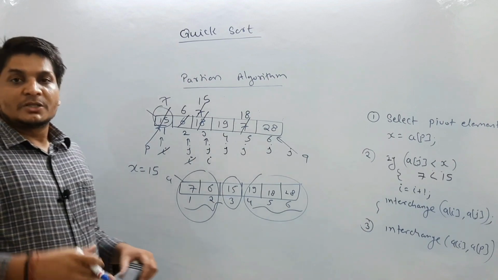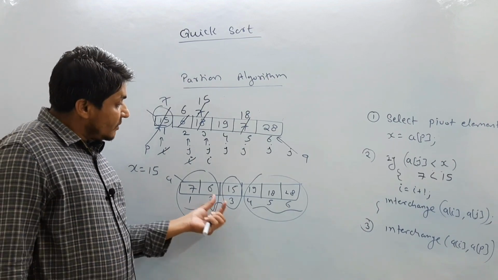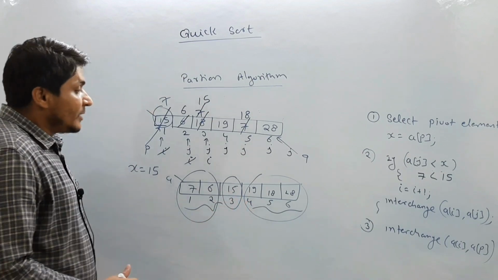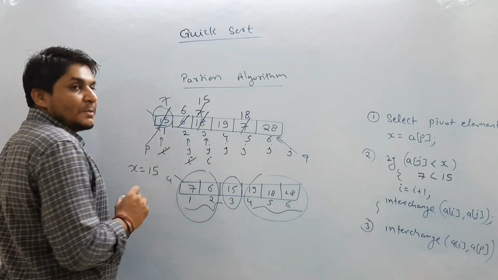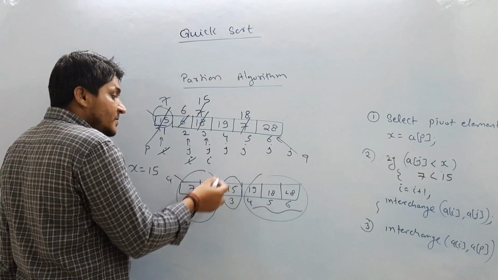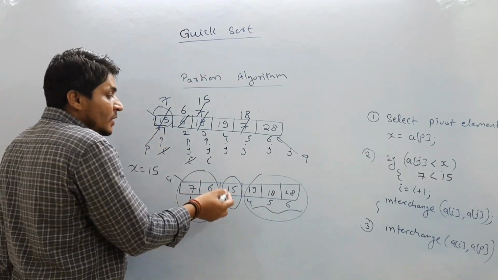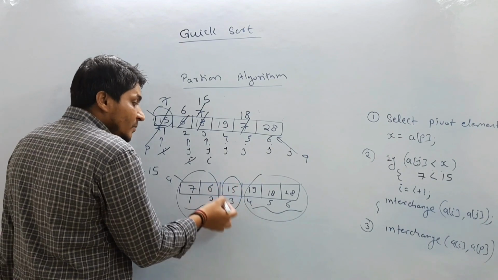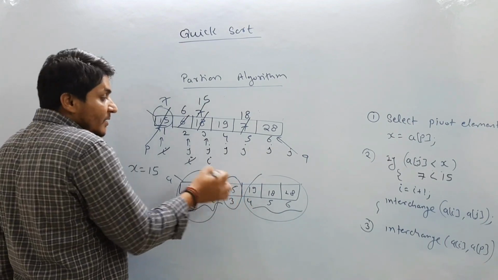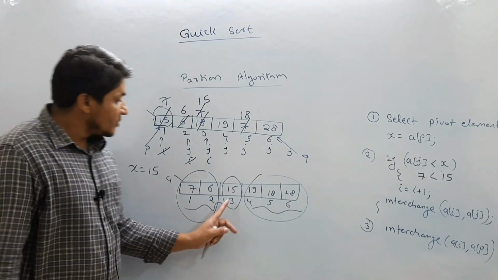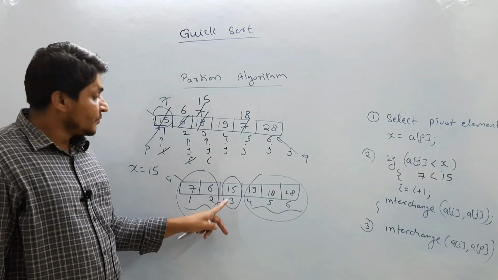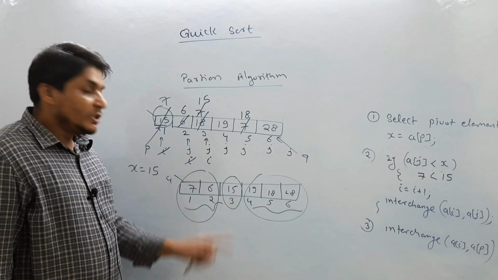So partition does not give you the guarantee that it is going to sort the entire array, but it gives you the guarantee that if you assume the first element as a pivot element, it always fixes the pivot element to its correct position. If you sort this array, 15 will be in its own correct position. So this 15 will be on index number 3. So this is the correct position for 15.